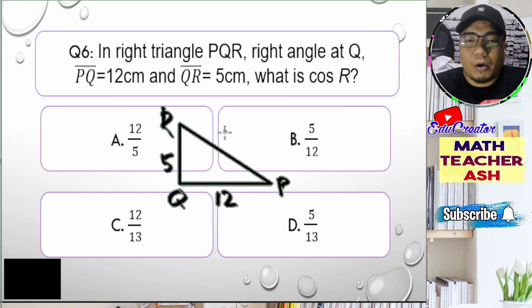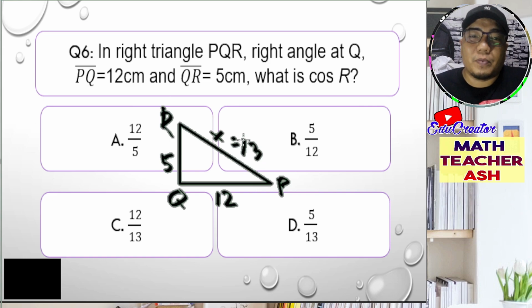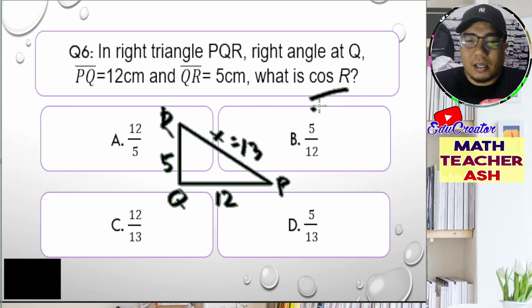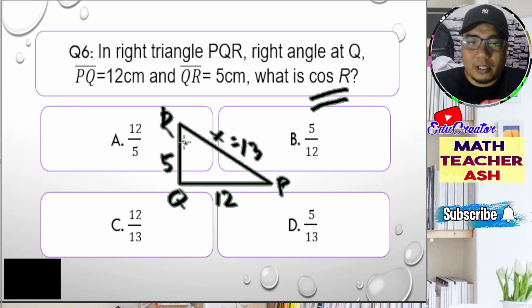Now, our hypotenuse here is unknown. But basing on the given choices, we have 5 over 12, 12 over 5, 12 over 13, 5 over 13. So it is understandable that the hypotenuse is equal to 13 centimeters. If you want a clearer or surer answer for getting the hypotenuse, you can apply the Pythagorean theorem. But our problem here is cosine R. So this is our theta.